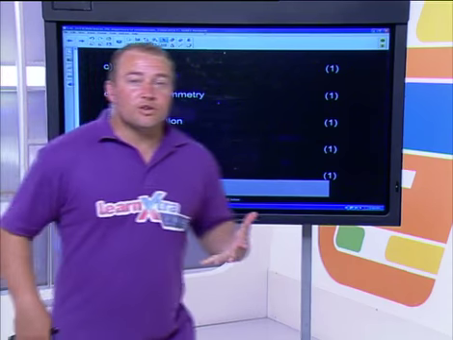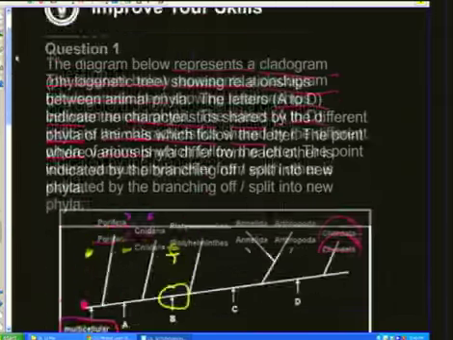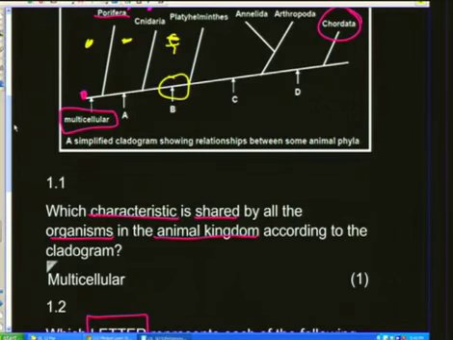Okay? What does symmetry mean? It means that it's symmetrical. So, if we have a look, it is A, which means it's right over here. Okay? Very similar, because you can get radial symmetry, you get bilateral symmetry. Okay? The other one, asymmetry, means there's no symmetry.